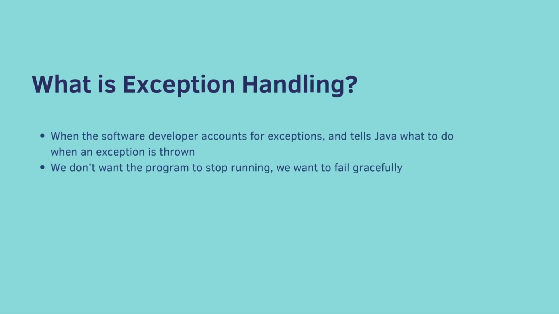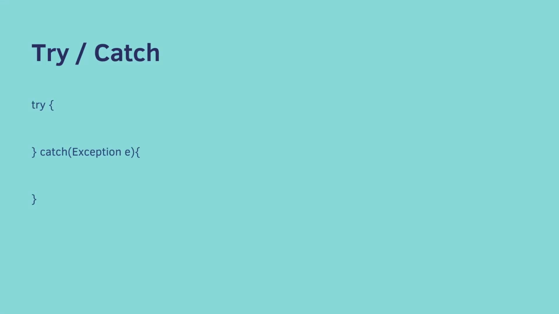Okay, so what is exception handling? This is when the software developer accounts for exceptions and tells Java what to do when an exception is thrown. So we don't want the program to stop running, we want it to fail gracefully. We do this with a try-catch block. So we have a try block, and then we catch an exception, and then a catch block. The try block is where we put the risky code, and the catch block is where we tell Java what to do if the exception is thrown.